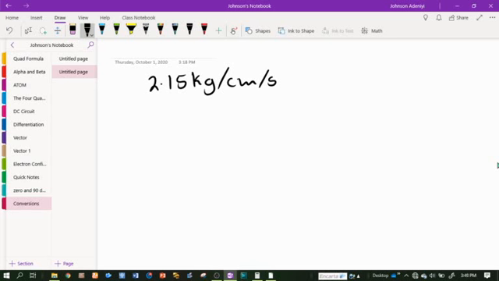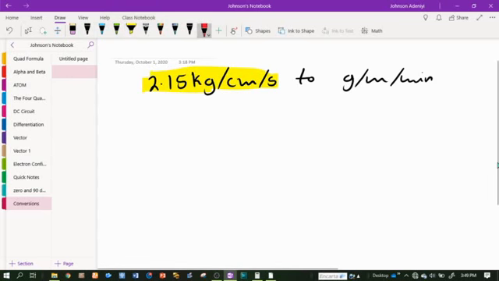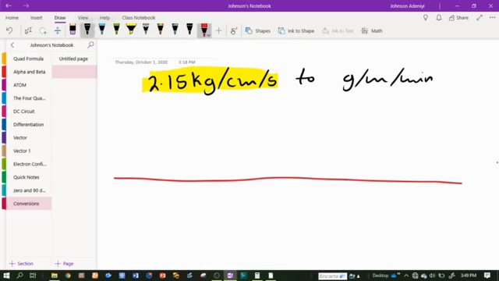Alright, let's say you have to convert this to gram per meter per minute. This is just a random question. This is what you do. For the question you are given, the one you are converting, you are going to draw a simple table. At the left extreme end, you are going to put your value, which is equal to 2.15 kilogram. Then you have a vertical line, divided by centimeter.